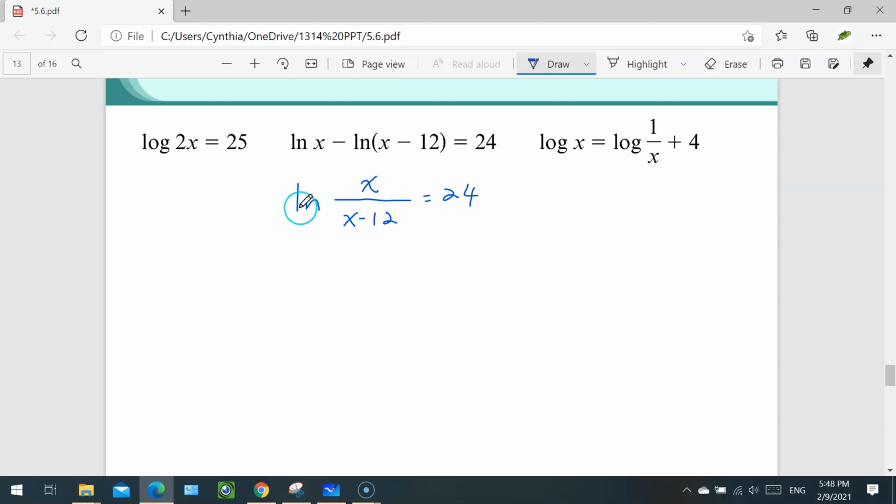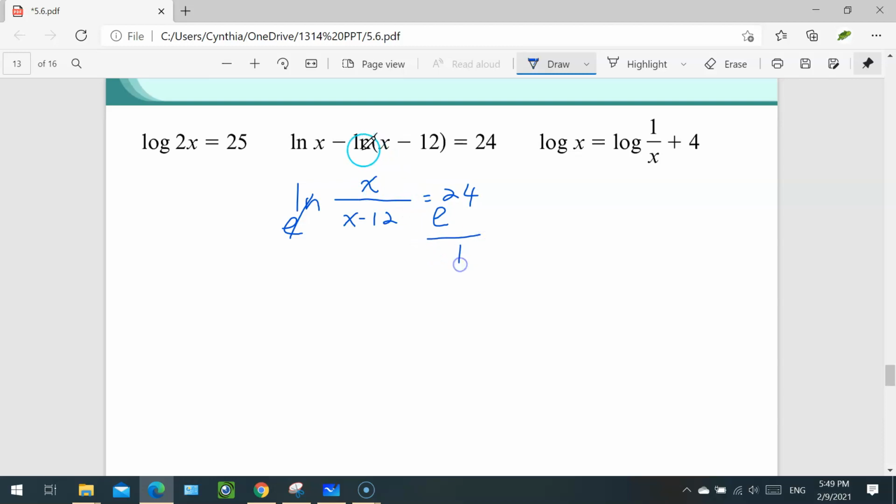The next step, we get rid of the ln. The way we can get rid of ln is to raise e to both sides of the equation. Now e and ln cancel out. The right-hand side has e to the power 24. Keep in mind this is a numerical number. It's a number, so we just treat it as a number.